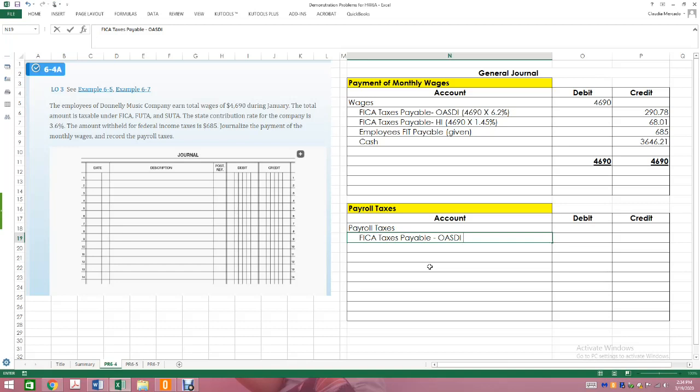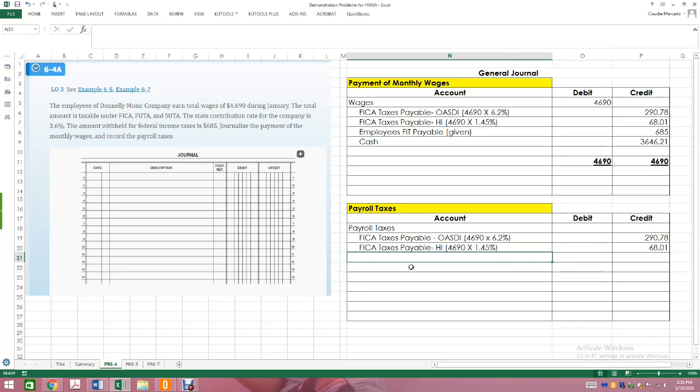So my FICA taxes payable for OASDI will be $46.90 times 6.2%. We've already done the calculation up here, so the amount will be the same, $290.78. The employer also has to pay FICA taxes payable for HI. Once again, it'll be the $46.90 times the HI rate of 1.45%. We've calculated that up here as $68.01, so we just bring that number down to save us some time. That way we don't have to run the calculations again.